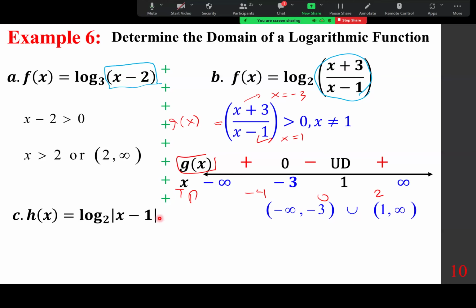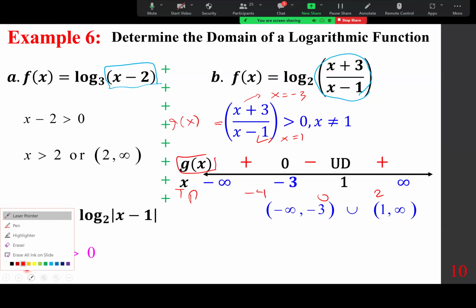Remember, this must be positive. In fact, you may recognize that this is always positive, with one exception. When x is 1, it's 0. So that's really the only one that you exclude. Class, this absolute value is larger than 0, always, except when it becomes 0.